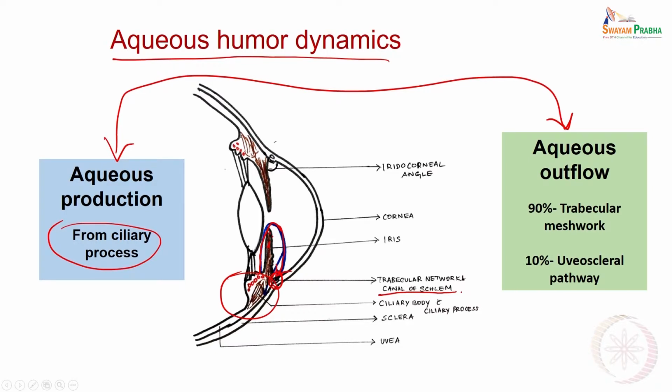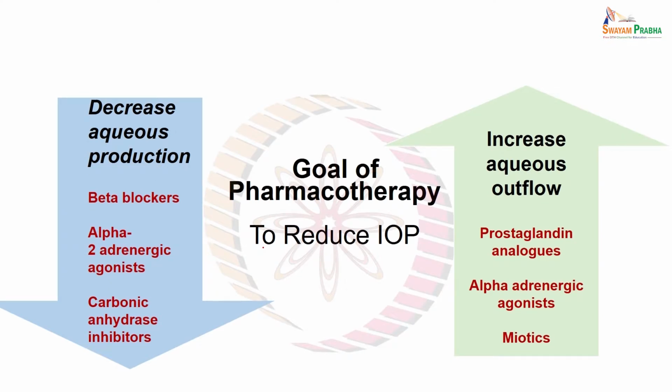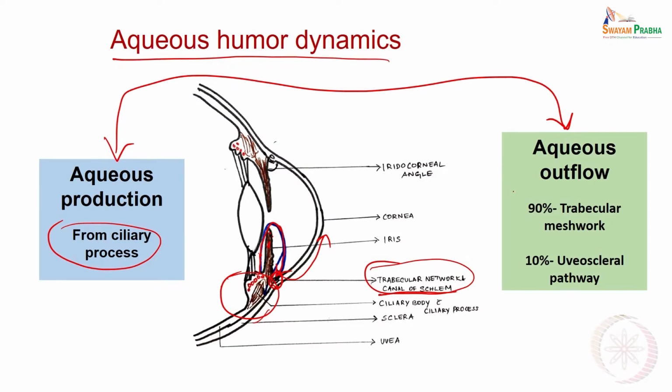and when this trabecular network dilates, this is the opening of the canal of Schlemm. When it relaxes, this closes. From here it comes to cornea and sclera, and that is how 90% of the aqueous humor is drained out by the trabecular network through the canal of Schlemm. And if the canal of Schlemm is blocked, it will increase the intraocular pressure. This is 90%, and 10% is the uveoscleral pathway.